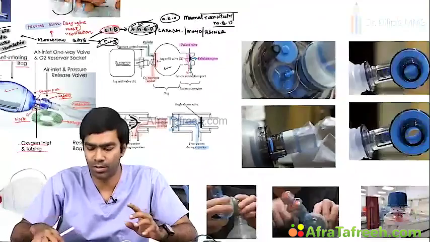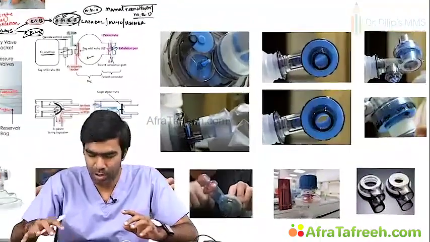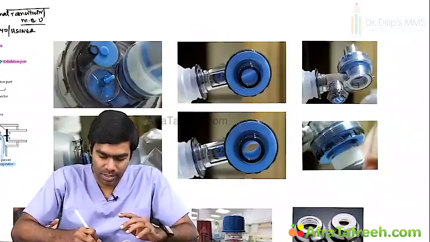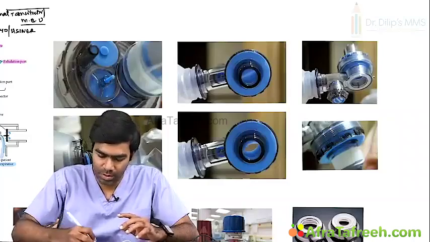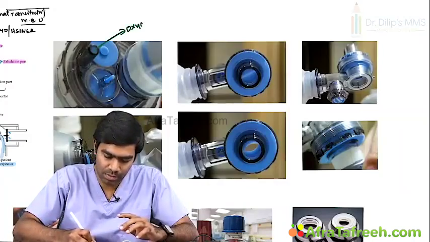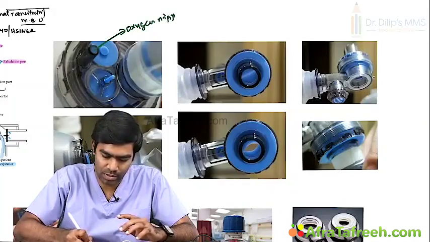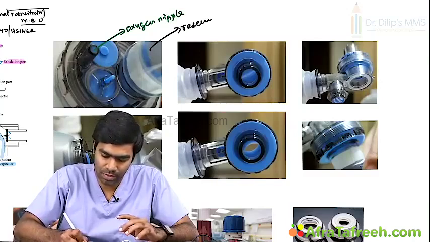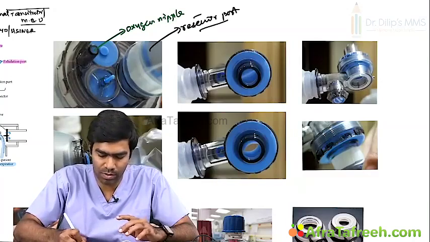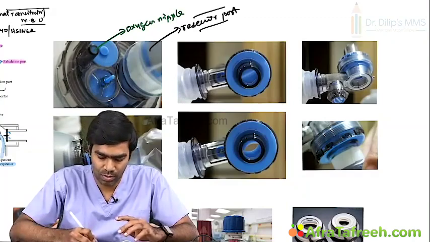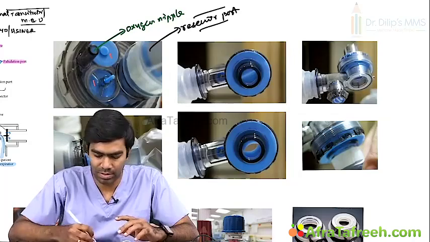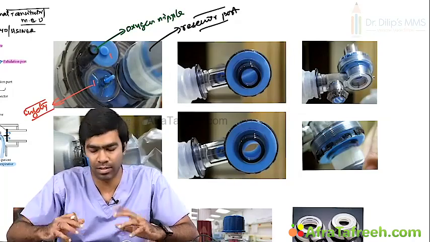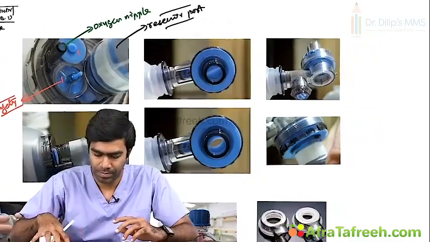Let us see some of the parts now in real-time Ambu and how to connect a PEEP valve. So this is the oxygen nipple. So let me draw in green. So this is the oxygen nipple, where you will connect the oxygen port, and this is the reservoir port, where the reservoir will be connected. And what are these two? These are the safety valves. I told you, there will be safety valves sometimes in the Ambu itself, in the device itself. So these are the safety valves. Fine.